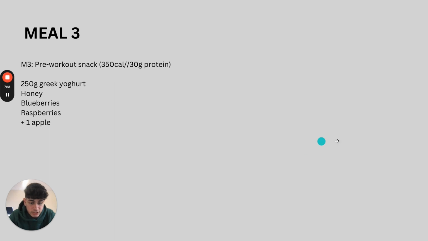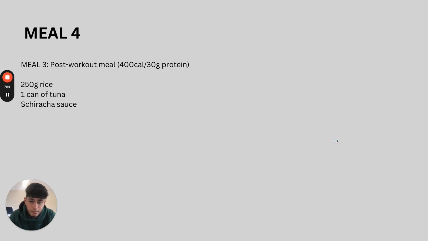Now we hit the gym, smash an absolute session, and then we come back and we get a post-workout meal in. What I would normally go for is something like, you know, 250 grams of rice. That's one of those microwave packets, a can of tuna, and I put some sriracha sauce to spice it up a little bit. Really nice meal, 400 calories, again, 30 grams of protein. Tuna's really, really good. It's really low in calories and high in protein.